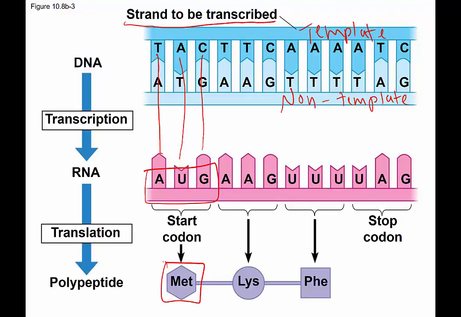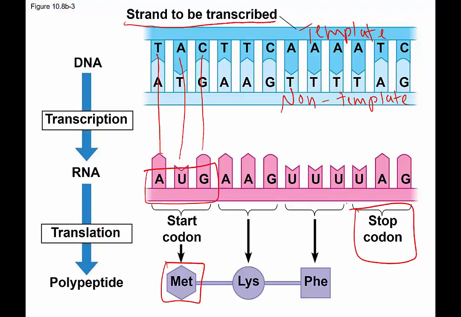Then we have more codons, AAG, UUU, and then finally we have UAG, which is the stop codon. As the name implies, the stop codon tells the translation machinery to stop. It's very important to note here that the stop codon does not code for an amino acid. So AUG, which codes for methionine and tells translation to start, does code for an amino acid, which is of course methionine. Here, the stop codon, UAG, does not code for an amino acid.